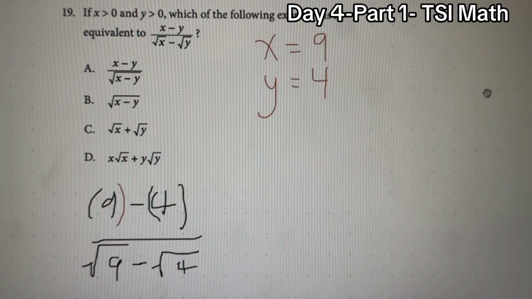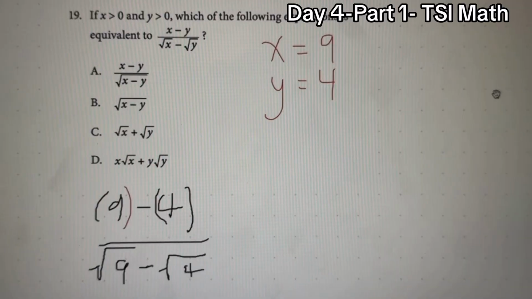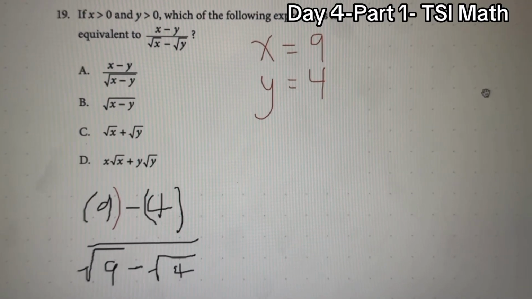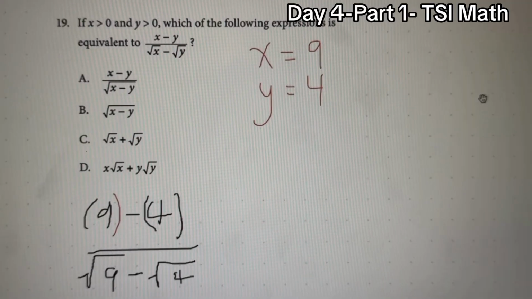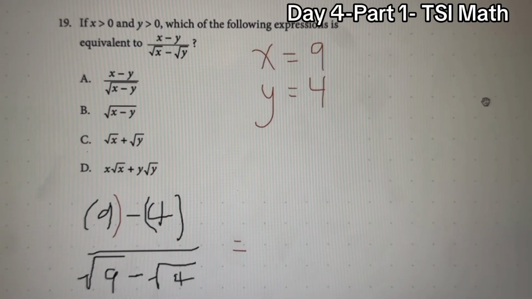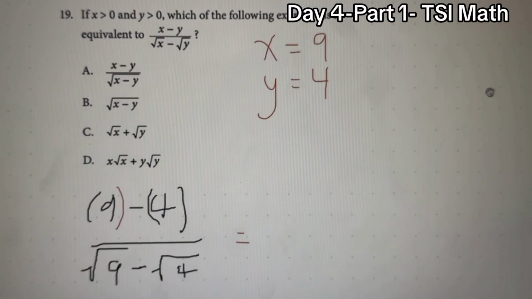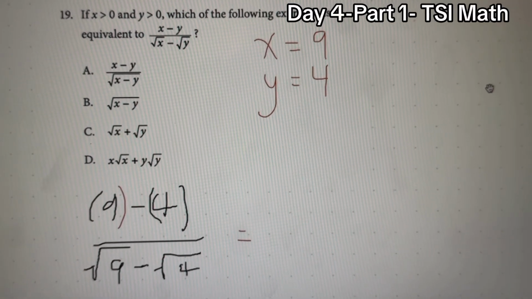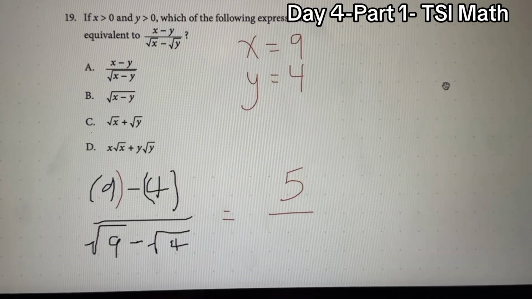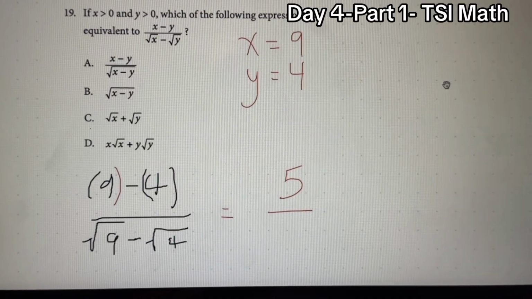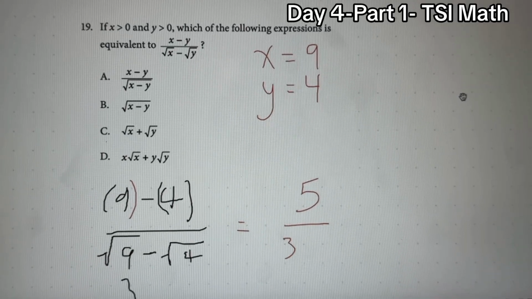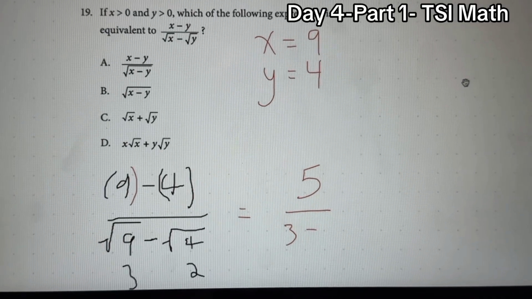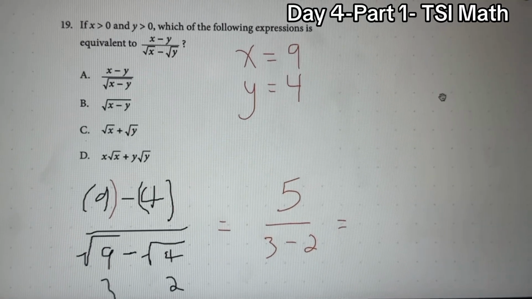All right, so we've got 9 minus 4 in the numerator. What's 9 minus 4? It's going to be 3. Let's double check that. Oh no, that's not going to be 3. It's going to be 5. And in the denominator, 3 minus 2. So it's going to be 1.